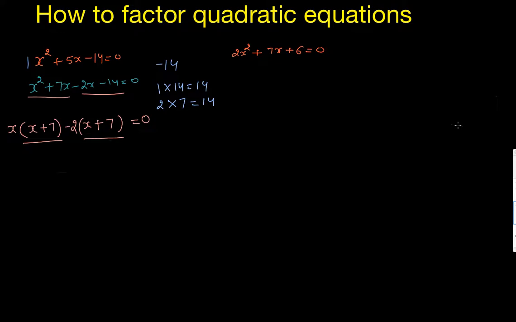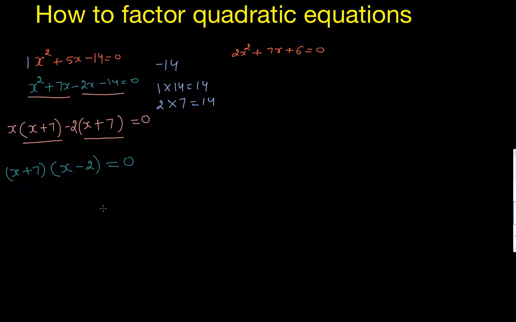So the next step is, again, two terms, one over here and the other over here. Both have x plus 7 in common. If I take x plus 7 common out from these two, what should I be left with? Taking x plus 7 out, I'm left with x here, and from the other term I'm left with a negative 2. So these are the factors of this quadratic equation.